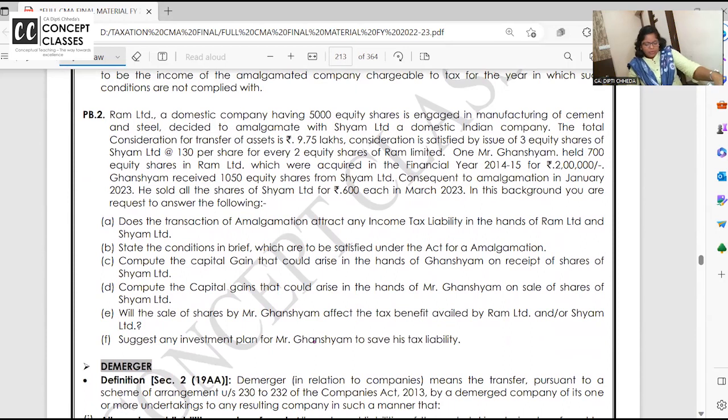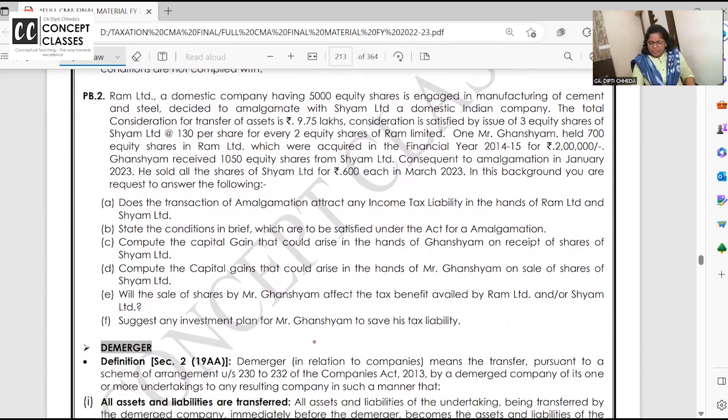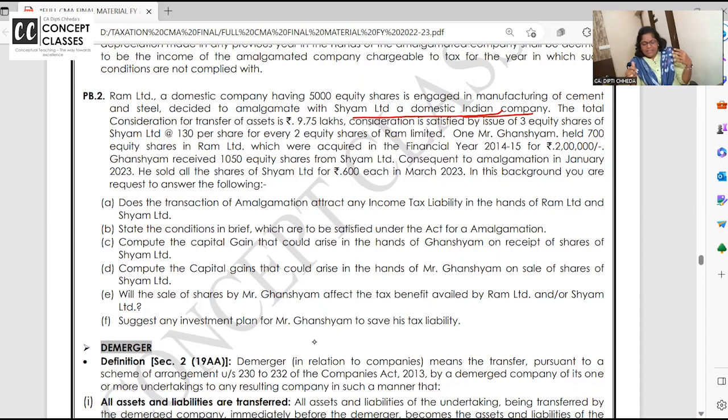Ram Limited is a domestic company having 5,000 equity shares and it is engaged in manufacturing, and they decided to amalgamate with Shyam Limited, an Indian company. The transferee company, the amalgamated company, is an Indian company. The transferor company is the amalgamating company. Got it? The total consideration for transfer of assets is 975. Consideration is satisfied by issue of 3 equity shares of Shyam for every 2 held. Those who have got 2 shares of Ram will get 3 shares of Shyam.